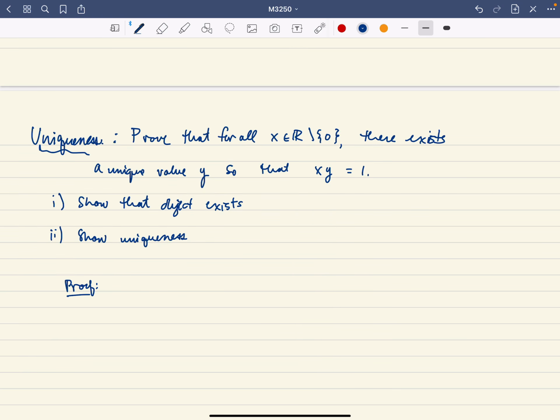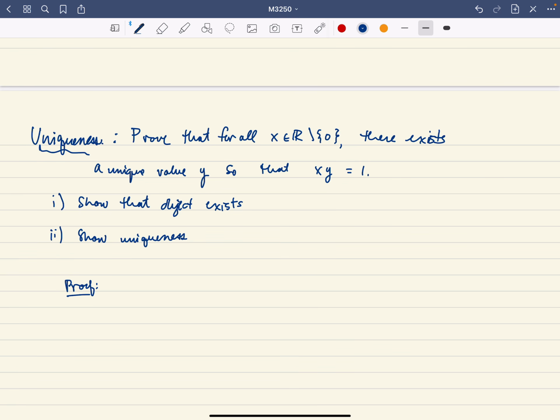Okay, so what I want to do is prove the following. This is called a uniqueness statement, or uniqueness theorem, or uniqueness proof. But what I want to prove is that for all non-zero real numbers x, there exists a unique value y such that x times y is equal to 1.